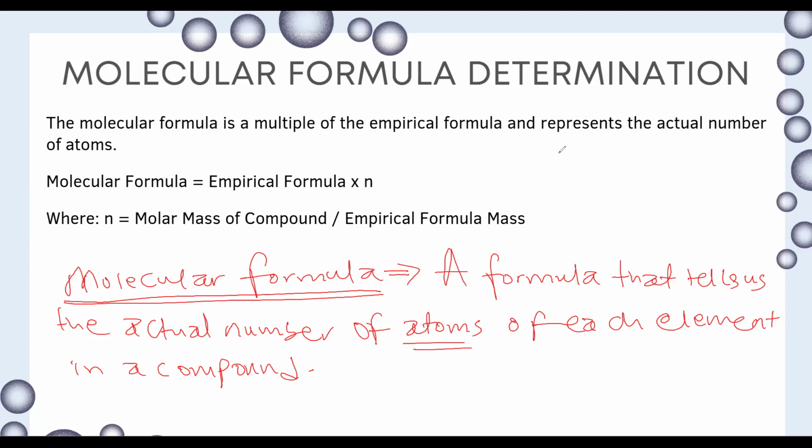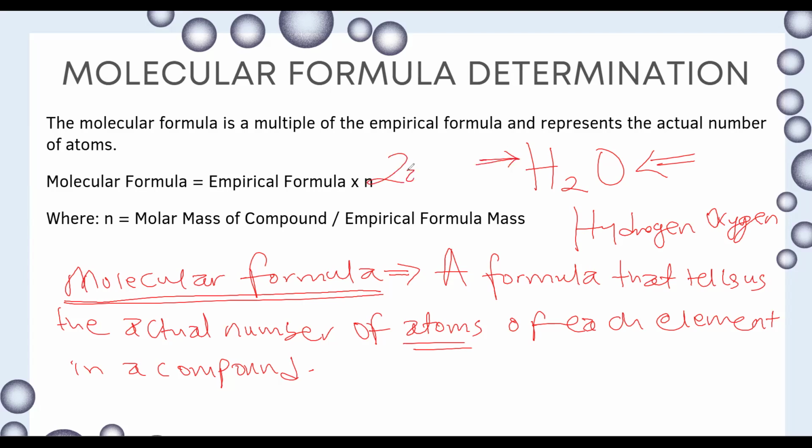So for instance, let's say the molecular formula for water, which we all know as H2O. This formula is telling us the exact number of each atom and each element present in the compound. So this molecular formula is telling us that there are two elements present, hydrogen and oxygen. Not only is it telling us the elements that are present, it is telling us the number of atoms of each element that are present. So you can see over here that there are 2 atoms of hydrogen, and then there is just 1 atom of oxygen. Are you all following?